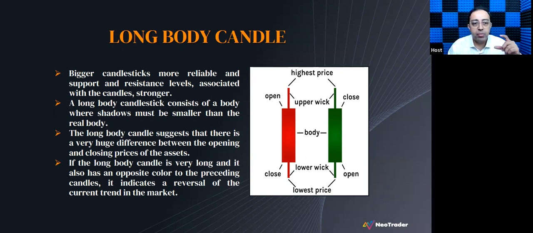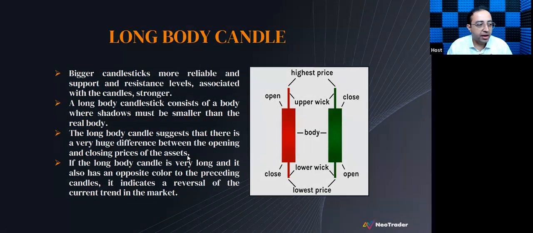Now, when there is a big body candle, it says that the big body candle is having a lot of participants. Many people are participating. If the big body candle is red, many people are participating on the downside. If the big body candle is green, that means many people are participating on the upside.